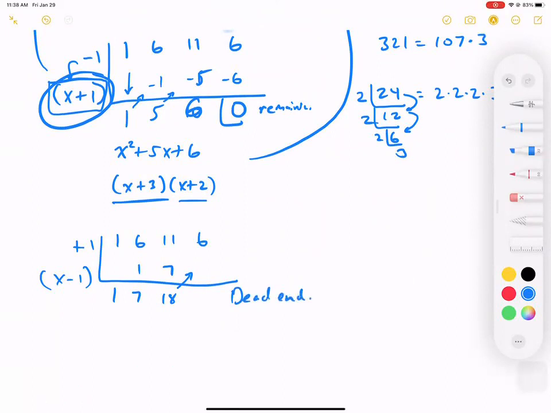The goal is to get 0 here. This is the goal. The goal is to get a 0 here. A 0 remainder means this was a factor. This was not going to go to 0. So what do we do? We scrap it and we move on.